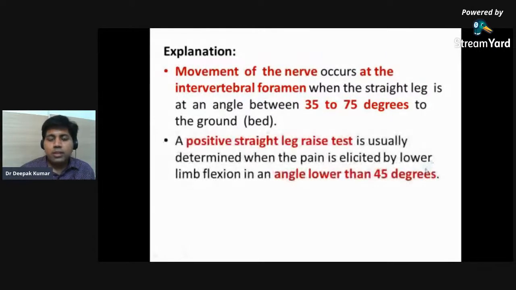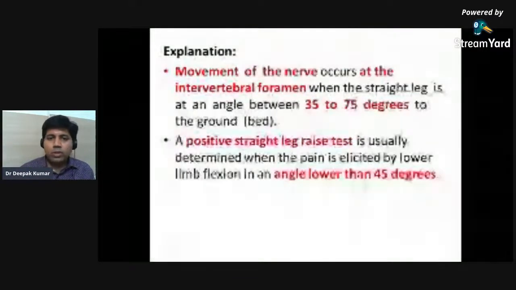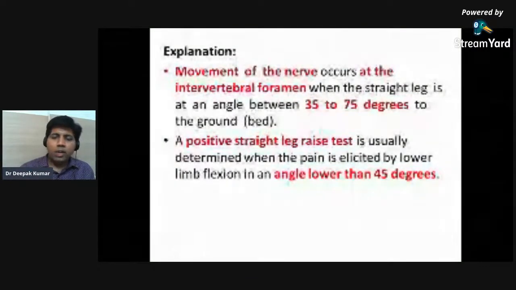And with this, I want you to add one more point to the interpretation. A positive straight leg raise test is usually determined when the pain is elicited by lower limb flexion at an angle lower than 45 degrees. So if you look at the angle of 35 to 75 degrees and an angle lower than 45 degrees, it is somewhere in between. Okay. So how will this interfere with your interpretation? You're starting to lift a patient's leg, and at the level of 45 degrees, he has no pain. 60 degrees, no pain.